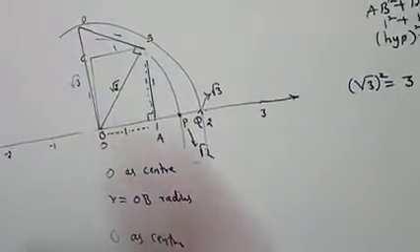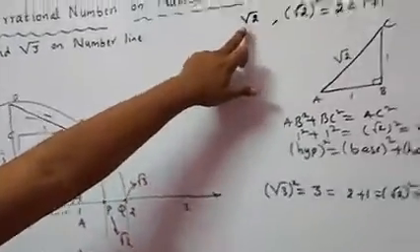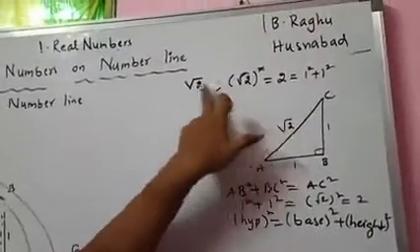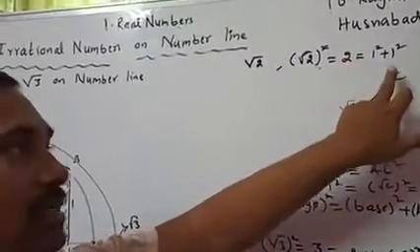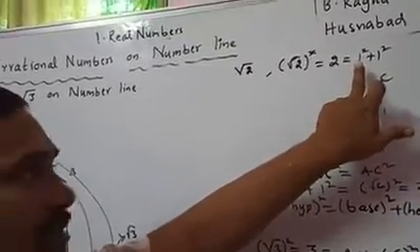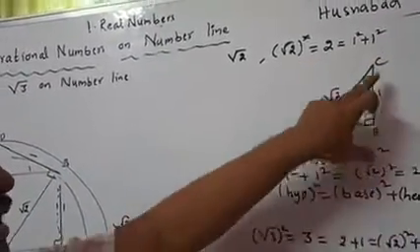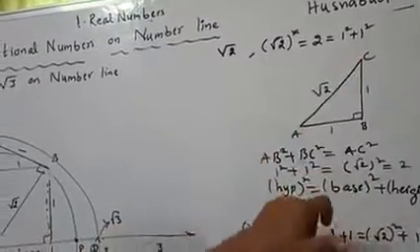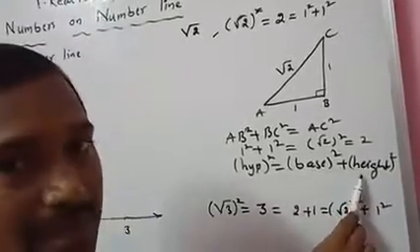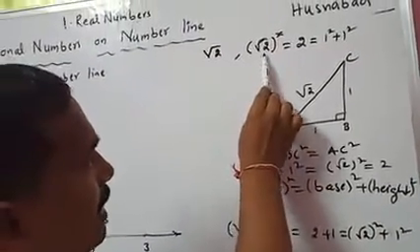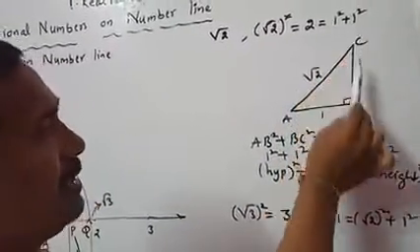Once again I will repeat. Whatever irrational number you are representing, for root 2, write the square of root 2, which is 2. Write 2 as a sum of squares of two numbers, 1 square plus 1 square. So here we can take a right angle triangle. What is the property of a right angle triangle? Pythagoras property: hypotenuse square equals base square plus height square. So this is the hypotenuse, base is 1, height is 1.